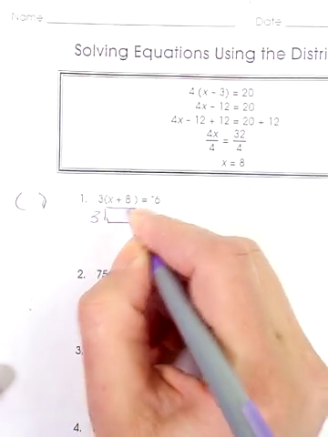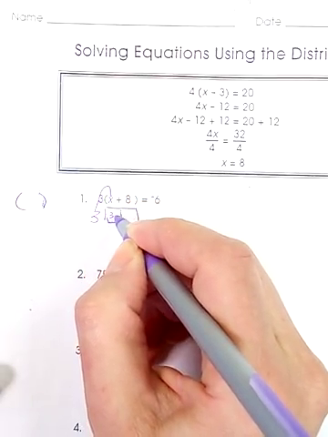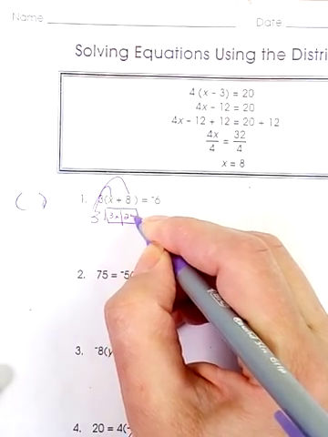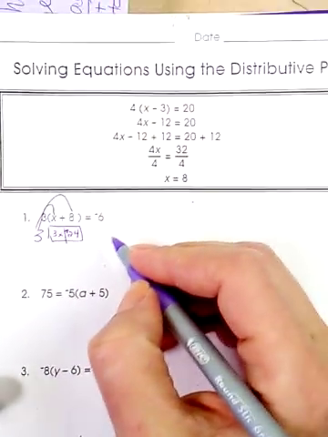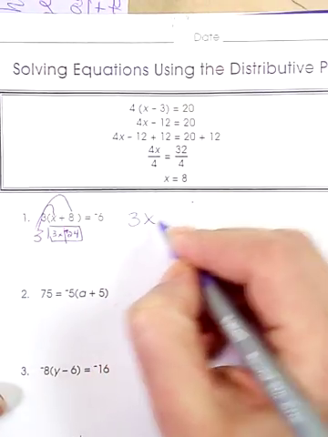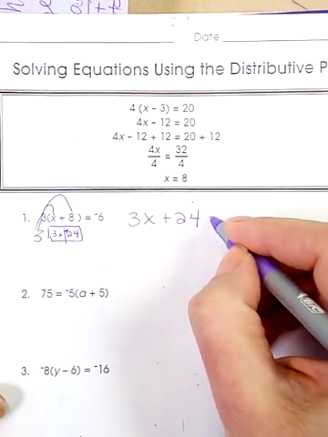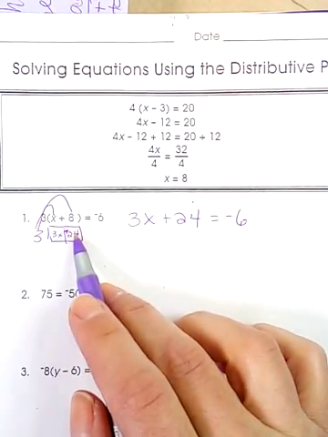The 3 is touching the parentheses, so the 3 touches the box. 3 times x is 3x. 3 times 8 is 24, and that's a positive. So what I'm going to do now is move over here and rewrite that bigger. It's a 3x plus 24, and then I copy the rest of the equation that says equals -6. That is the first new step.